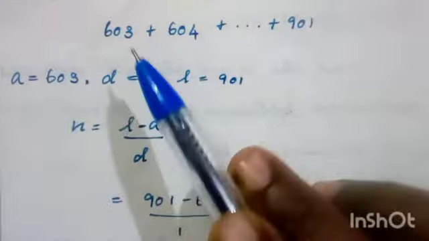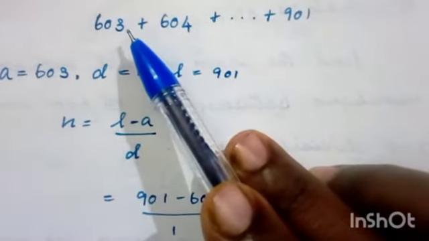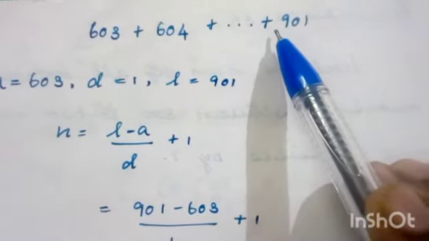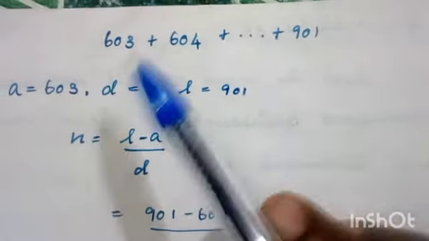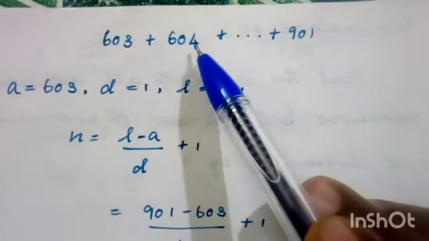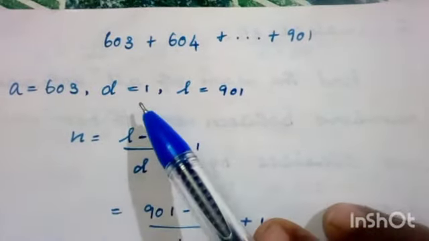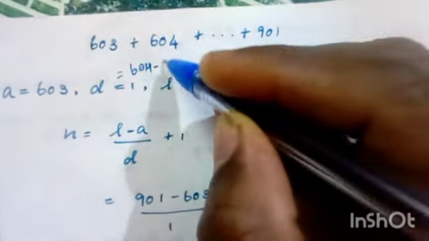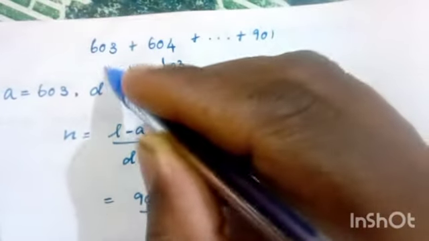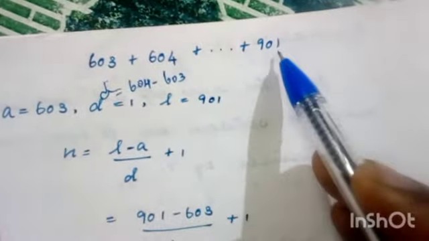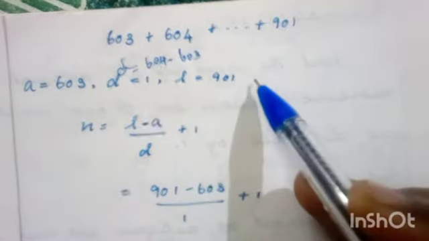So the series is 603 plus 604 plus etc. plus 901. So the first term is 603, that is A. The difference D is 604 minus 603, that is equal to 1. So the last term is 901.